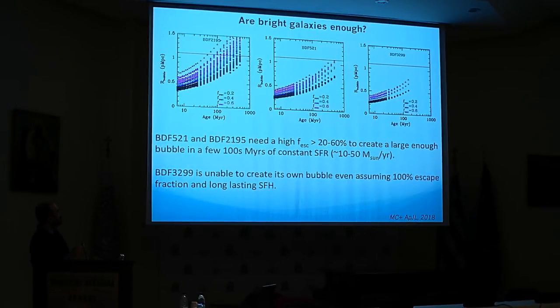It turns out that the new emitter and the one of the old ones can make it by themselves with quite a high escape fraction and moderate star formation rate over 100 megayears. They can build their own bubbles, but the third one, the one that is far away from the twins, cannot.